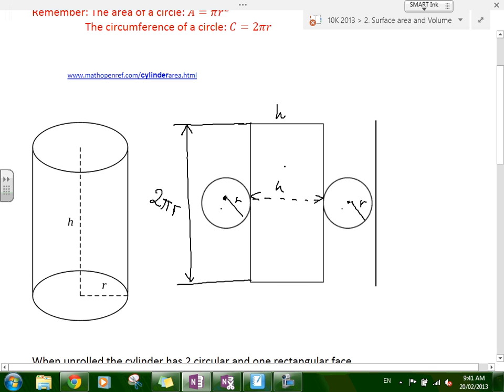So tell me, what's the area of this circle? What's the area of this circle? Radius r. Thomas? Yeah, that's right. So this one is pi r squared. And what about this one? What's the area of this thing? Pi r squared.